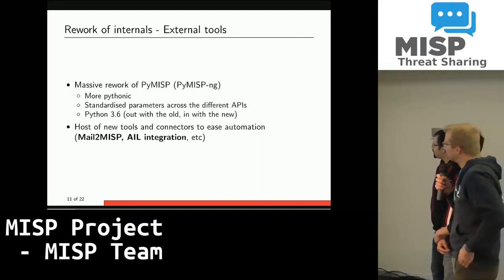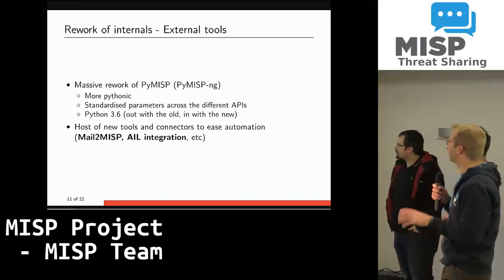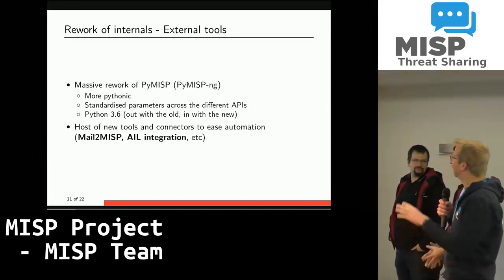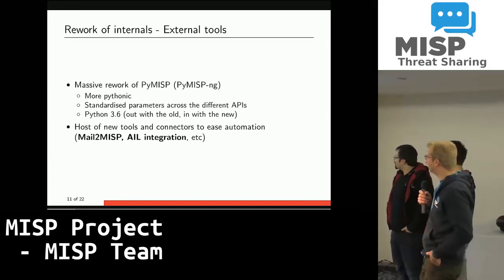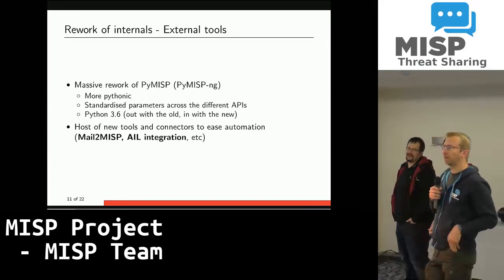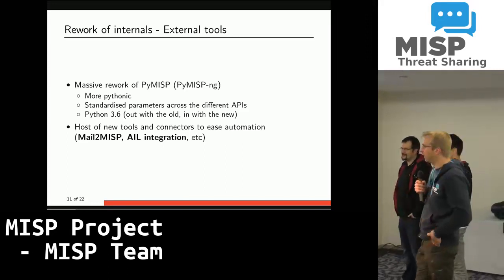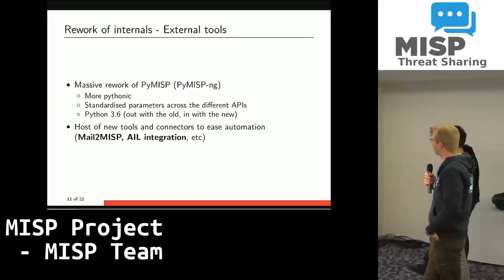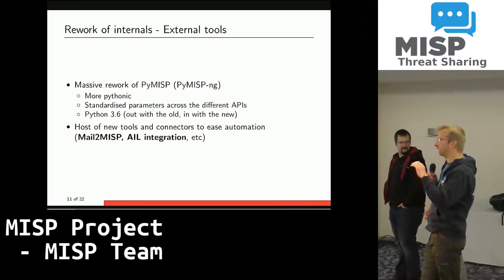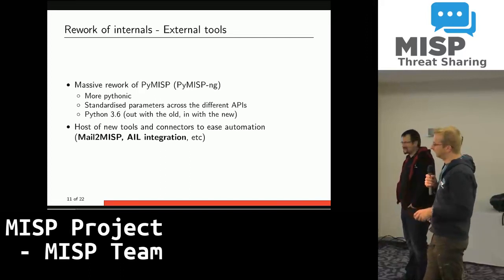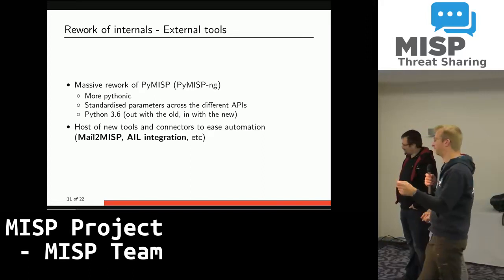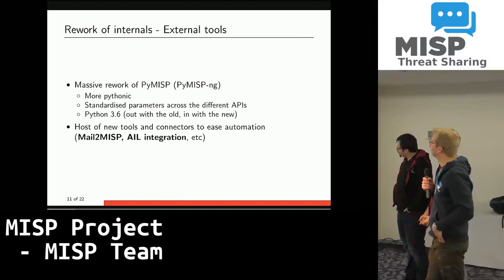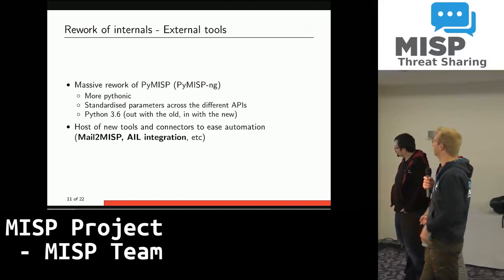So, besides MISP core, a lot of reworking was done. A lot of internal tools and external tools were done. Something interesting is that PyMISP evolved to the next generation, so everything is more accessible in a Pythonic way. Everything is going into Python 3.6 for very good reasons. And we try to standardize all parameters between the different APIs. We had in the past some differences between parameters from PyMISP versus the ones from the API. Nowadays, those are the same in PyMISP, which makes things easier.